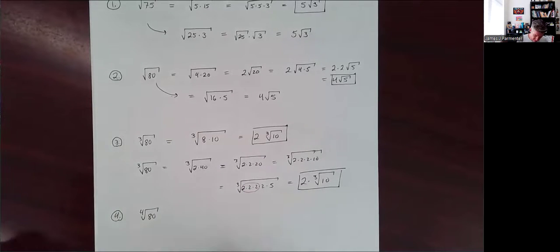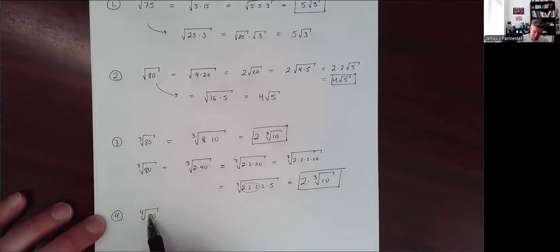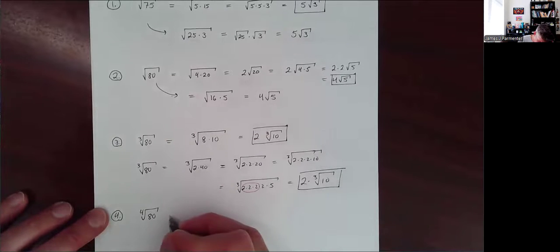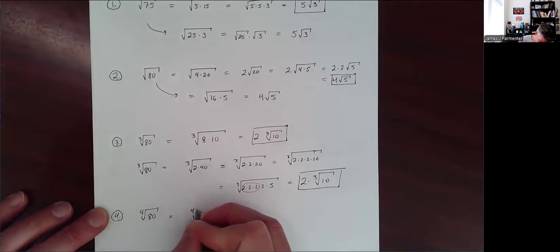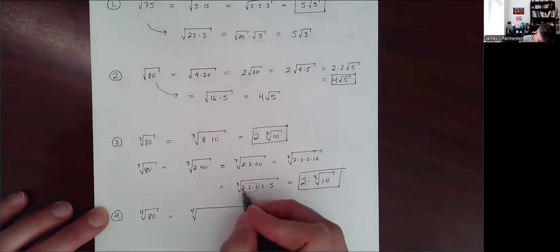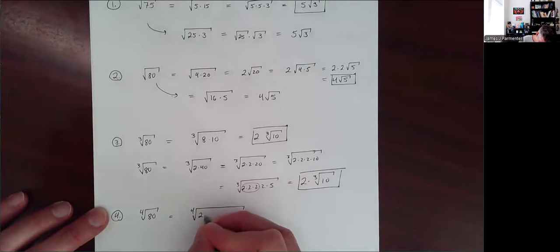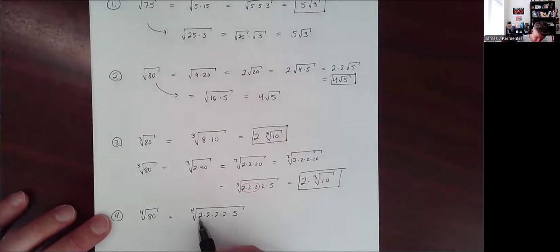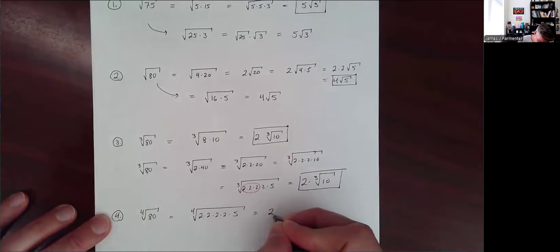Same idea, 4th root of 80. So now, since we've already done the work before, let's go ahead and just write this as the 4th root of 2 times 2 times 2 times 2 times 5. But the 4th root of 2 times 2 times 2 times 2, or 2 to the 4th, is just 2. So it's 2 times the 4th root of 5.